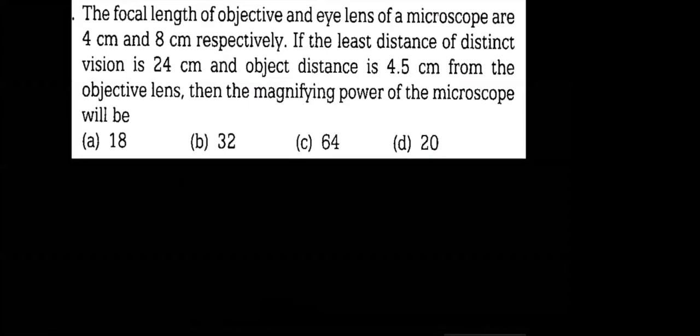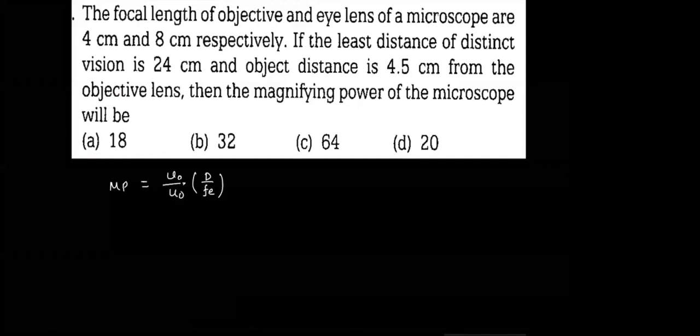So we have the formula for magnifying power as V0 divided by U0 into D divided by F. If nothing is mentioned, we have to consider the normal adjustment, right? We have to consider the normal adjustment.